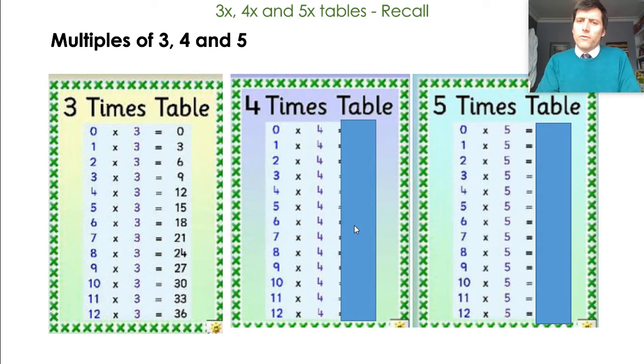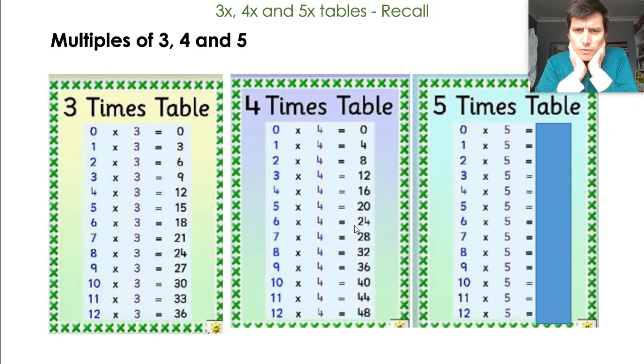What do we notice about our 4s? Now, what's the same about our 4s? Well, the gap is the same as the times table we're going up in. All of our multiples of 4 are even. How about our 3 times table? 3 is not even, but 6 is. 9 is not even, but 12 is. So what do you notice is the same about your multiples of 3? What's different?